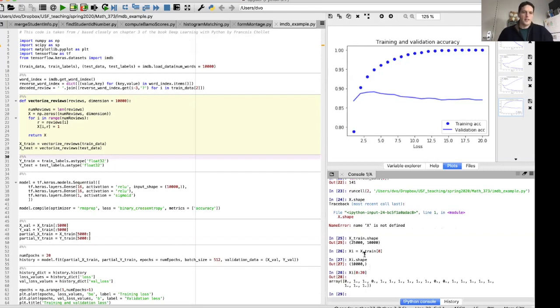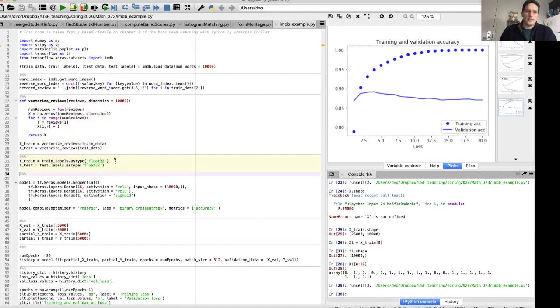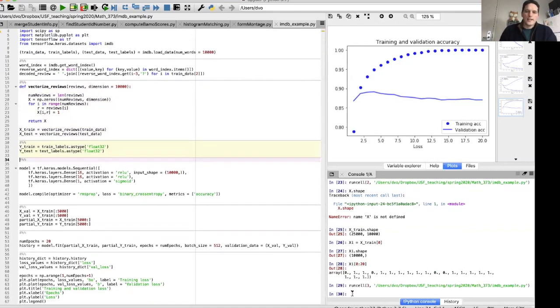That's good. Okay, we want to make sure that our label vectors are stored as floats instead of ints. So that's what these two lines of code do. And let's look at ytrain.